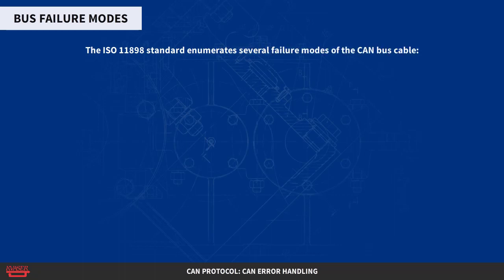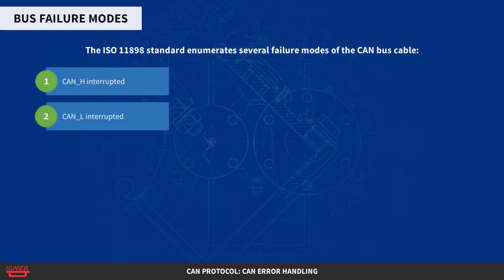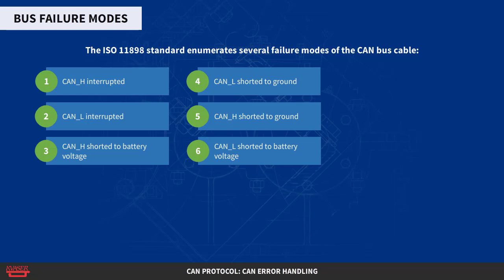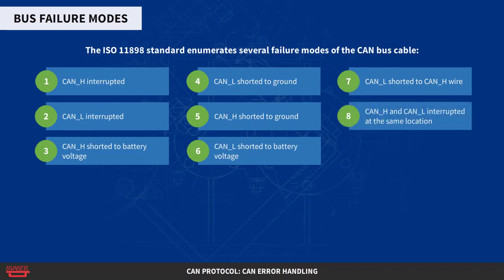The ISO 11898 standard enumerates several failure modes of the CAN bus cable. 1. CAN high interrupted. 2. CAN low interrupted. 3. CAN high shorted to battery voltage. 4. CAN low shorted to ground. 5. CAN high shorted to ground. 6. CAN low shorted to battery voltage. 7. CAN low shorted to CAN high wire. 8. CAN high and CAN low interrupted at the same location. 9. Loss of connection to termination network.